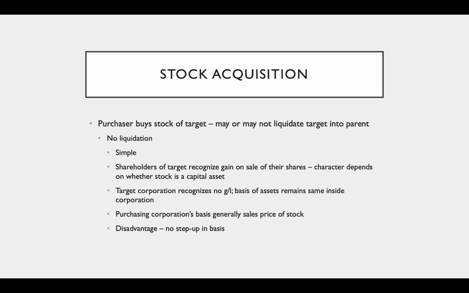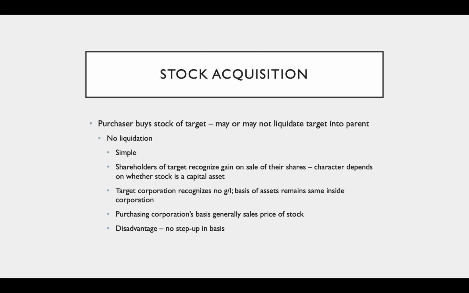The only thing that happened is the ownership of Target, but inside nothing has happened. The assets, the liabilities, they all remain the same. The parent, the purchasing corporation's basis in those shares is generally what they paid for it, the sales price of the stock. And then, of course, the disadvantage is there's no step up in basis. We've touched on that a few times. Those assets in the target, they retain their same basis.